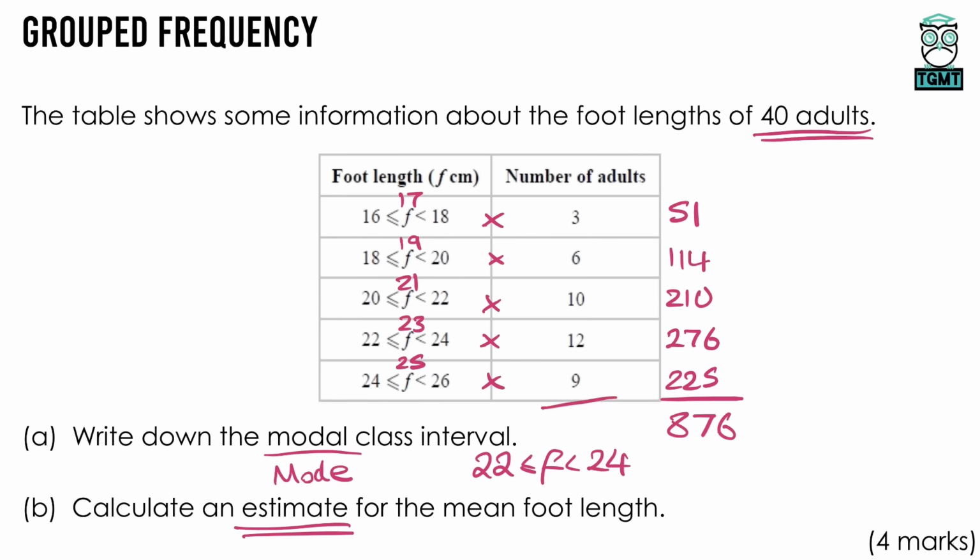Now we were told that there was 40 adults. If not, we could find them there anyway. So we just need to divide our answer by 40. That's going to give us our estimated mean, and that comes out as 21.9. Now always check your answer, make sure it makes sense. 21.9 falls into our range of data here that goes from 16 to 26, and 21.9 would fall into this category here, which is close to the middle. In fact, that category is actually in the middle. So there we go, 21.9 is our mean.